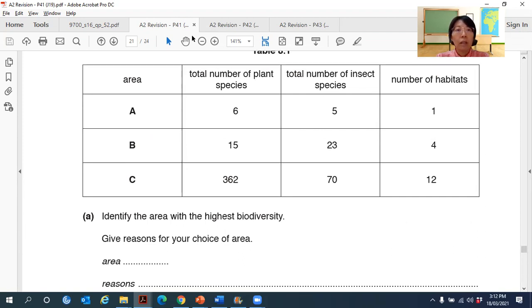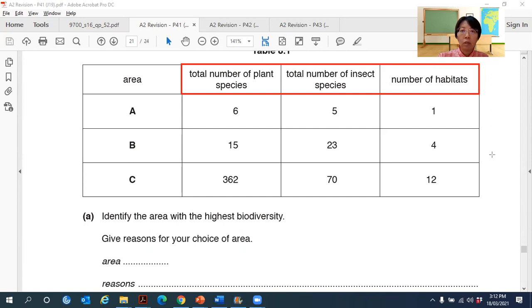Right, you're talking about the total number of different plant species, total number of different insect species, and the total number of habitats here. So they say that when the environment changes, which area will get the most impact. So what are the theory that they've learned to help you to answer this question? Okay. So is it A, B, or C?